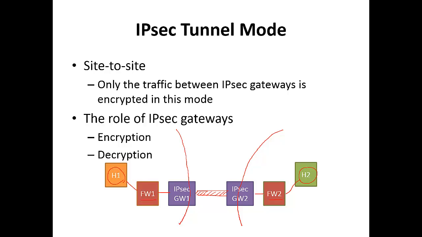So the only place where the encryption is really going on is just in between these two IPsec gateways. Other than that, everything within the networks is in plain text. So the IPsec gateways, when they're sending the traffic outside the network, encrypt it, and when they receive the traffic, they decrypt it and send it on to the host in their own network.